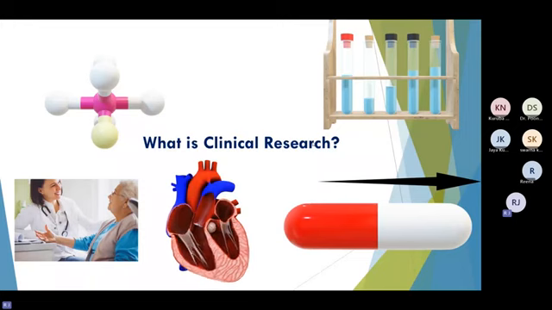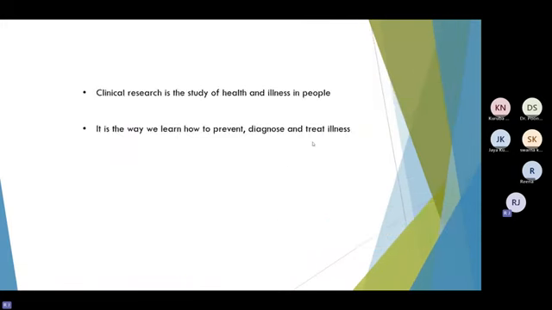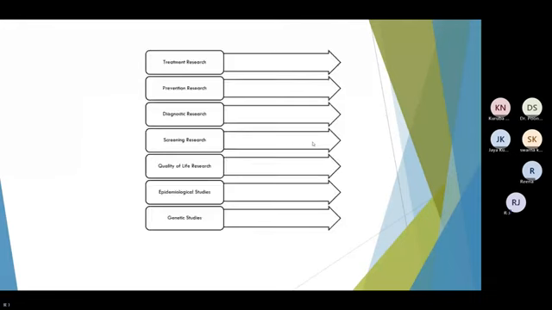I just completed three or four slides only. I started with the definition of clinical research, the basic definition of which is nothing but the study of health and illness in people. Then I summarized the different types of clinical research. I started with treatment research and ended with genetic studies. And out of these studies, I selected treatment research for today's class.